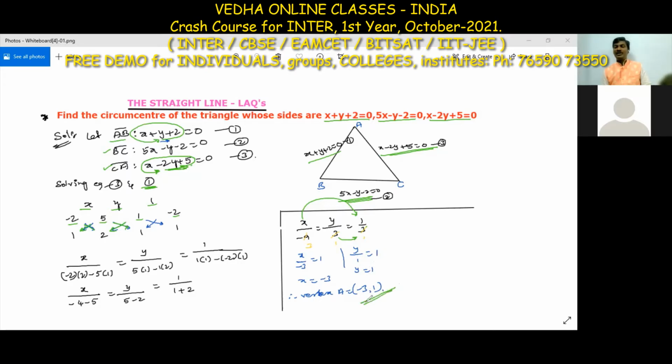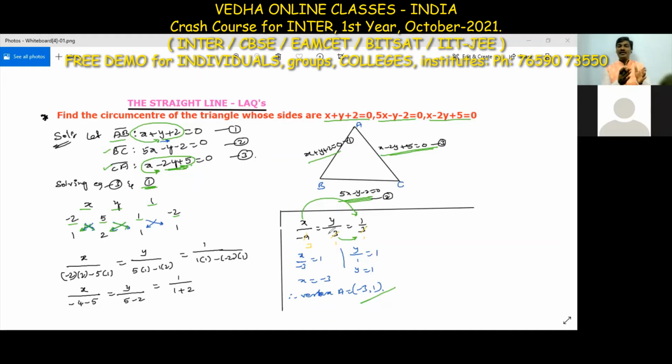This is the intersecting point of equation 3 and 1. Equation 3 is the CA line and equation 1 is the AB line. The intersecting point is A, so we get the point A, which is (-3, 1).